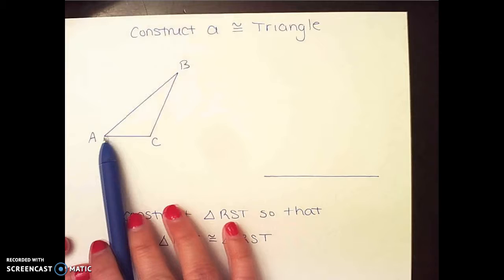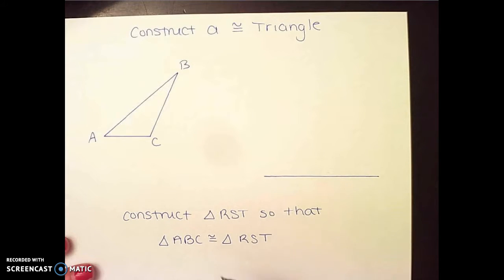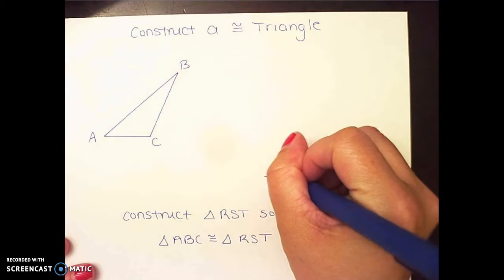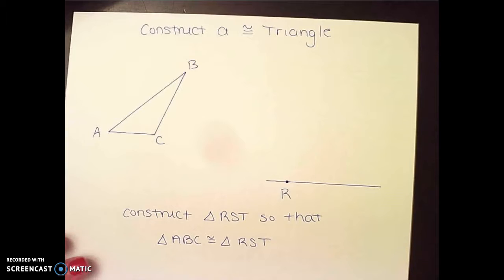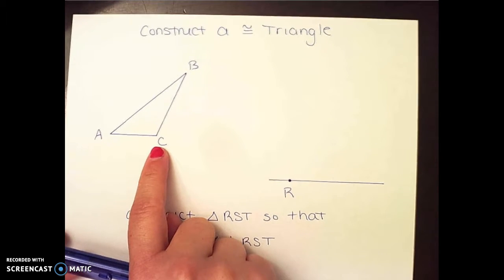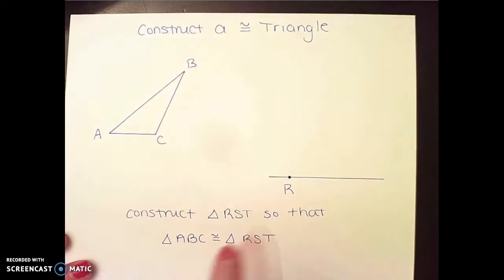Okay, so the first thing that we're going to do is start with point A, and I'm going to place the image of point A somewhere on the line segment. So A is corresponding to R based on our congruence statement, so I'm going to put R on the line segment. The next thing I'm going to do is figure out where to place the image of point C. And point C, the image will be T.